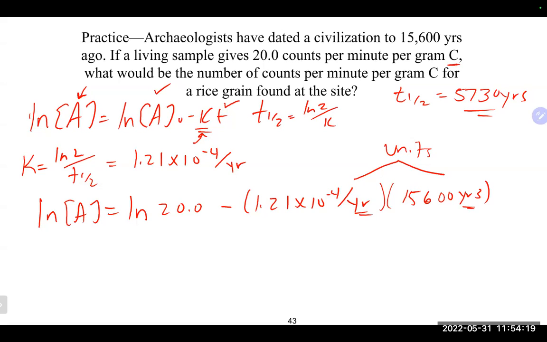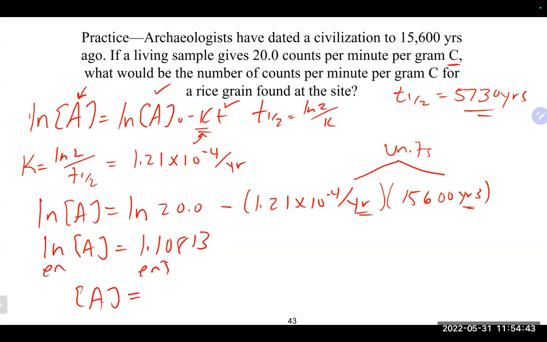We're going to clean up the right-hand side there. We're taking the natural log of 20, then subtracting 1.21 times 10 to the minus 4 times the 15,600. That gets us a natural log of A equal to 1.10813. We're going to e both sides there, and that gives us that our final counts per minute would be 303. The units here would be the same as the previous one, counts per minute per gram of carbon, basically.